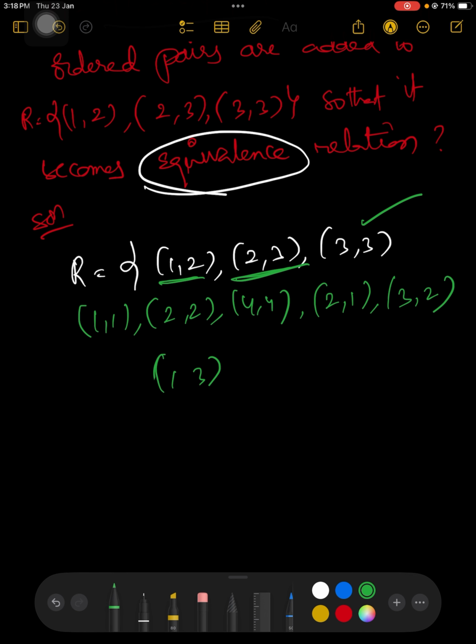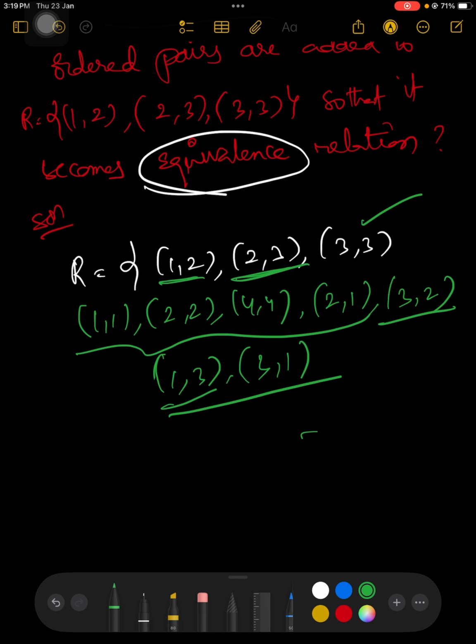It is (1, 3). (1, 3) is there, so we want (3, 1). Right? (1, 3), (3, 1). And (1, 3), (3, 2) gives (1, 2), which is already there. So in total here it is 4 plus 3. The total number of ordered pairs we have to add is 7.